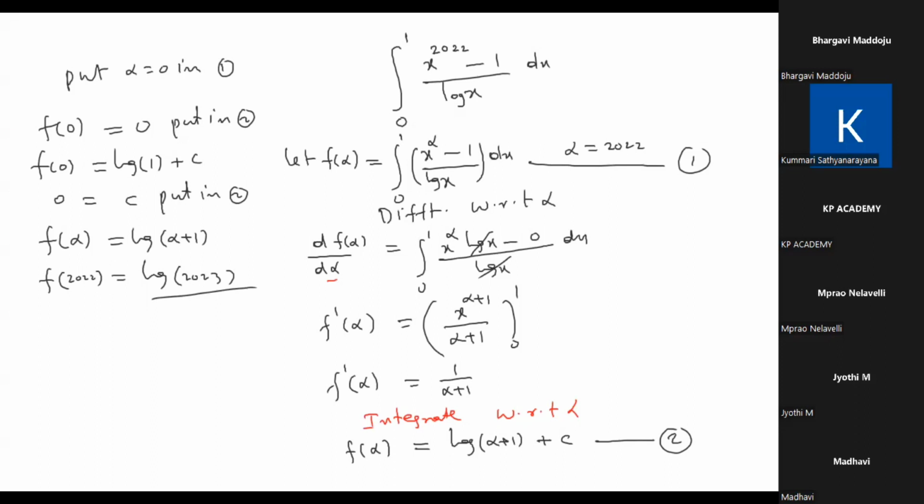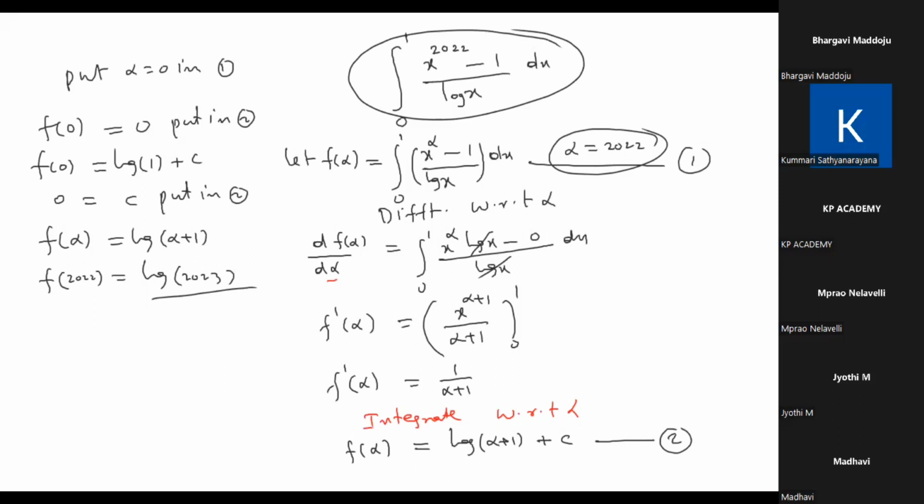Okay, sir. He is asking indirectly because alpha is 2022. So I want to find out f of 2022 only. If you put alpha as 2022, then our question is coming now: integral 0 to 1 of x power 2022 minus 1 by log x only. So indirectly it is asking what? f of 2022 only. Okay, Karthik sir. Right.